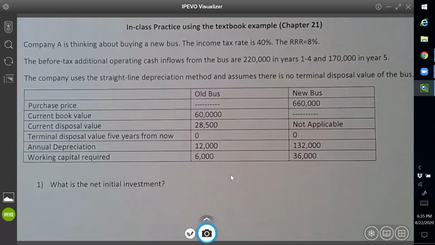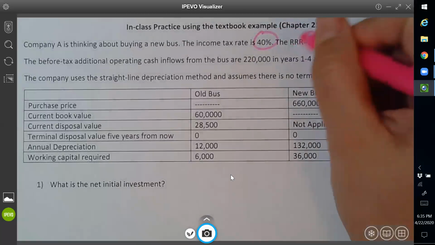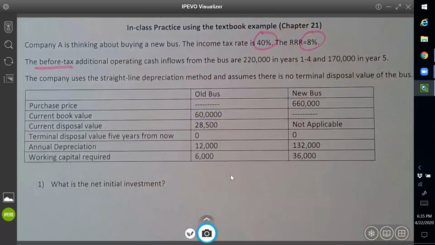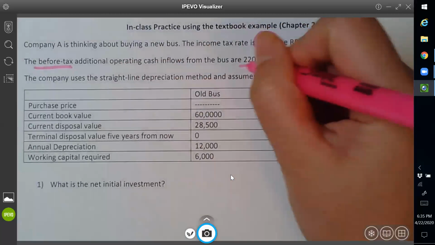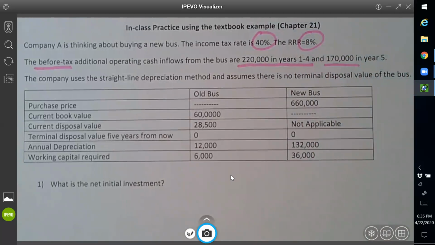I don't want to repeat the question, but you're buying a new bus, and the tax rate is 40%. Before-tax cash inflow because of the bus is 220,000 for the first 4 years and 170,000 in the last year. You use straight line depreciation, no residual, right? And then you have an old bus and a new bus. As I mentioned, this chapter is built on chapter 11, so we only focus on relevant cash flow.